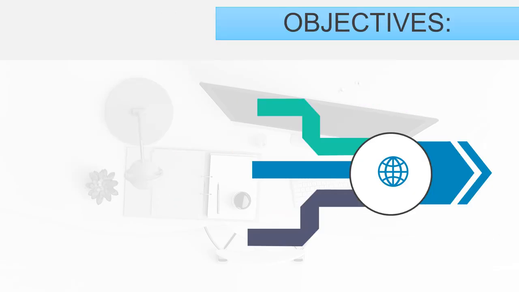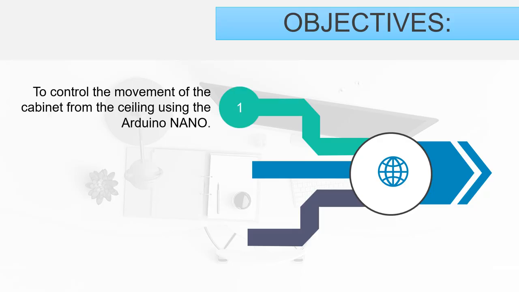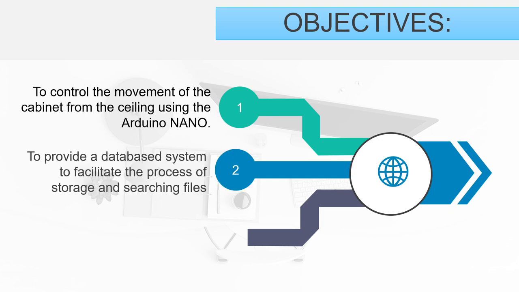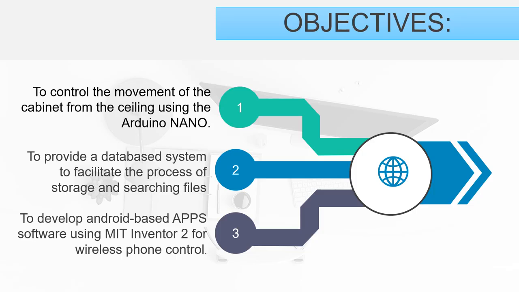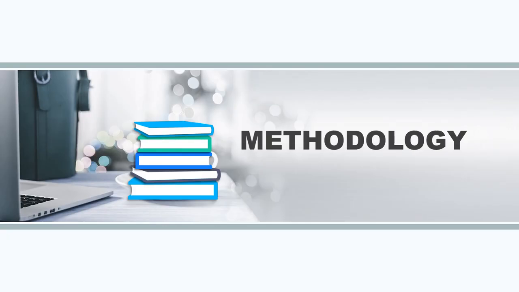The objectives of this project are to control the movement of the cabinet from the ceiling using Arduino Nano, to provide a database system to facilitate the process of storage and searching files, and to develop Android-based app software using MIT App Inventor 2 for wireless phone control.